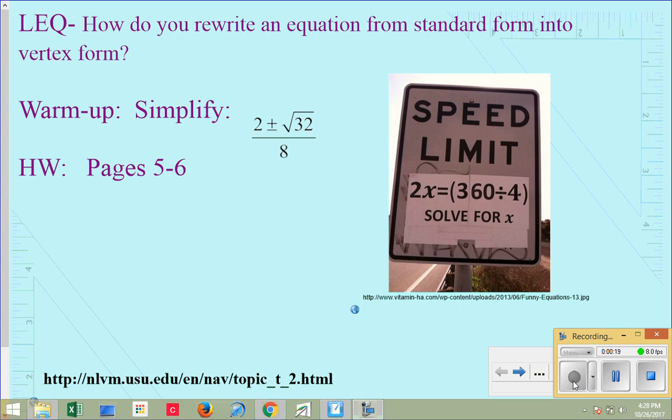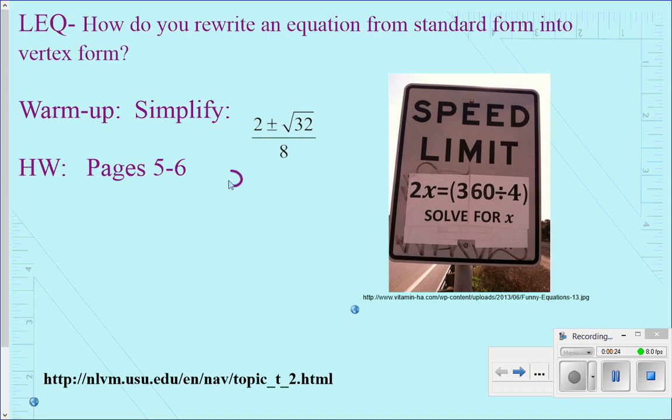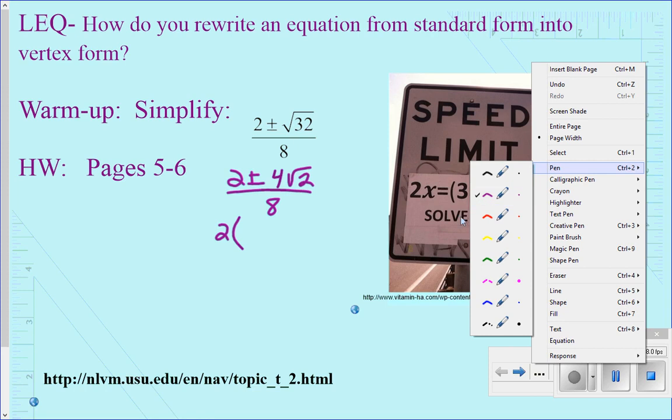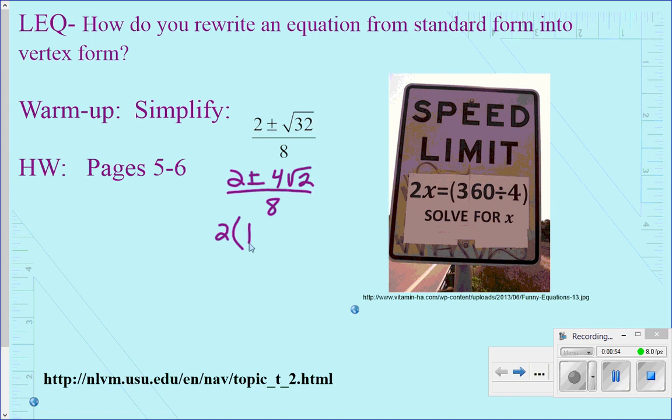So the square root of 32 simplifies to root 16 times root 2, which is 4 root 2. And then I see a GCF between 2 and 4. So 2 times 1 plus or minus 2 root 2.